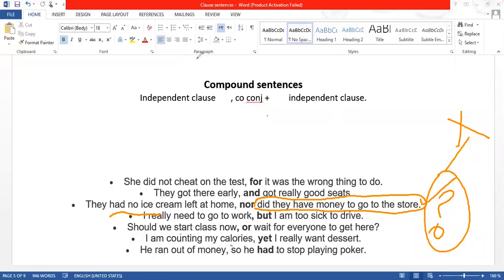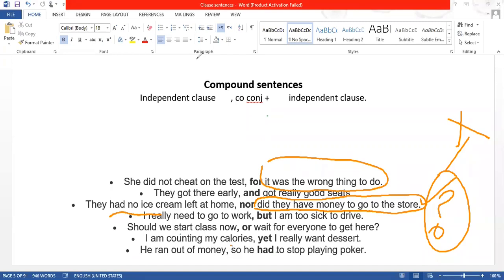Now see this one. It was the wrong thing to do. So if I write this clause with nor, it will be like this: nor was it the wrong thing to do. Do you understand this one? Sir, can you repeat it? Like this, after nor we can have a question form of clause, an interrogative clause, but remember that it is not a question. This is how it is written.